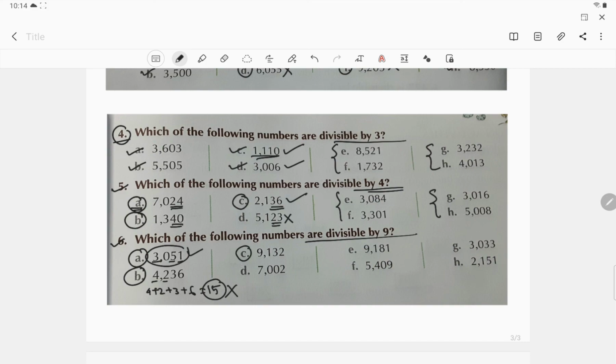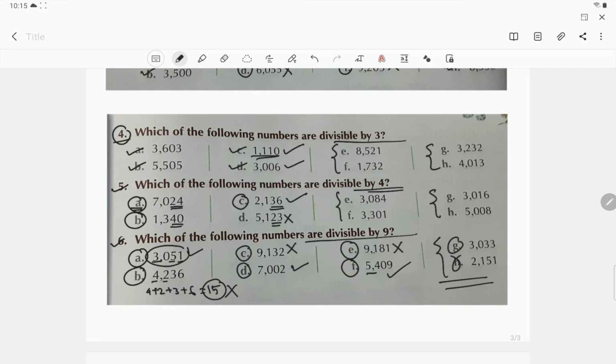Similarly, if I check C number, 9 plus 1 is 10, 10 plus 3 is 13 and 13 plus 2 is 15. 15 is also not divisible by 9, so it is not divisible by 9. D number, yes, because 7 plus 2 is 9 and 9 is obviously divisible by 9. E number, 9 plus 1 is 10, 10 plus 8 is 18, 18 plus 1 is 19. 19 is not divisible by 9. F number, 5 plus 4 is 9 and 9 plus 9 is 18. 18 is divisible by 9 because 9 twos are 18, so it is divisible by 9. And G and H, this is your turn.